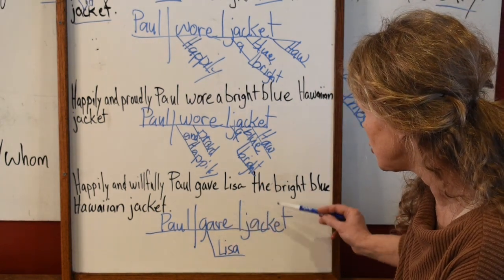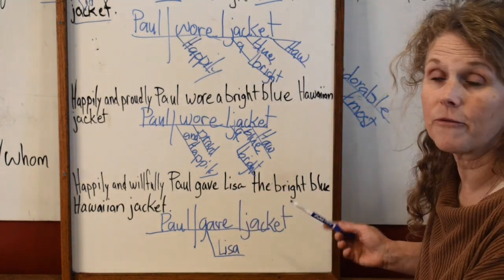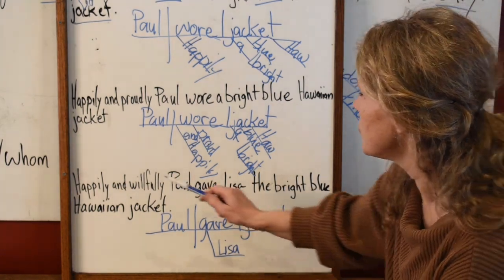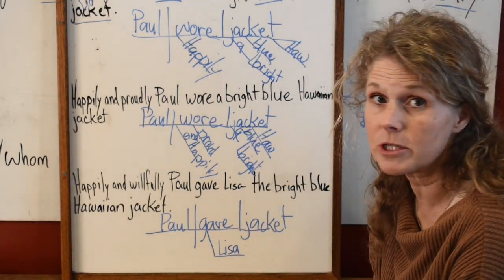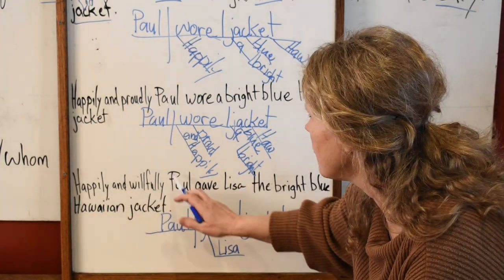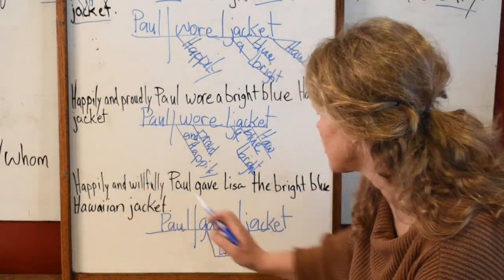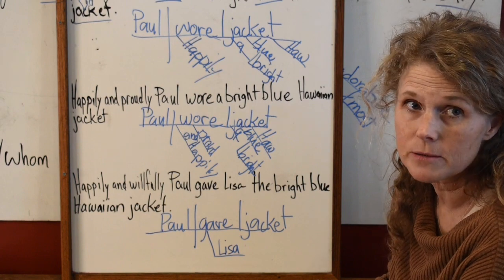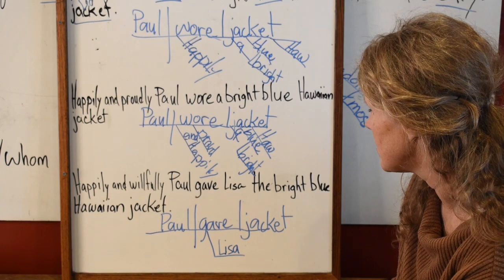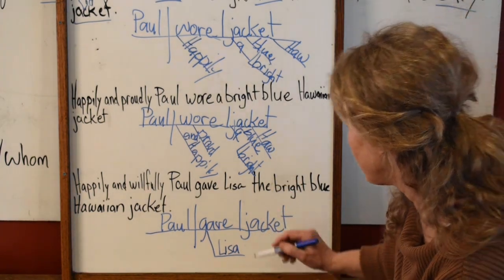Paul gave a jacket to Lisa. So this is your basic setup of your sentence. Then you have all these fluff words to help you describe this sentence. Okay, so right here, we have adverbs describing what? It's how. How are they describing? Oh. Happily and willfully is describing gave.